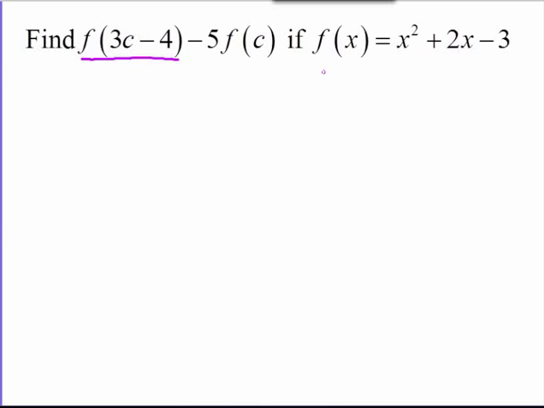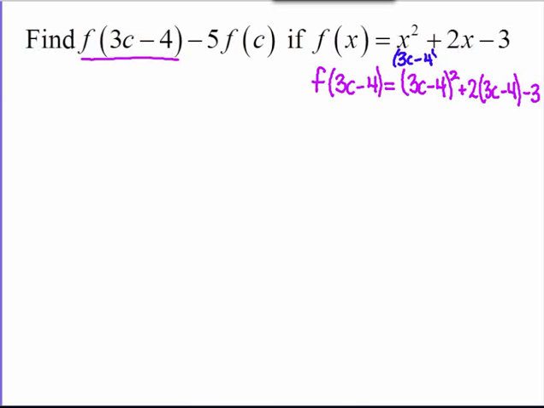So I'm going to come over here to f of x, and I want to find f of 3c minus 4. What that states is wherever I see x, what do I put? 3c minus 4, right? So that means (3c minus 4) squared plus 2 times (3c minus 4) minus 3. Now I need to go through and calculate that. When you see 3c minus 4 squared, that means 3c minus 4 times 3c minus 4. So how do I do that?